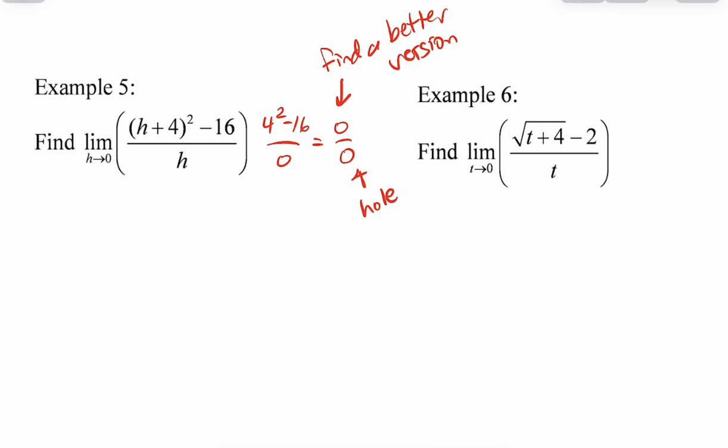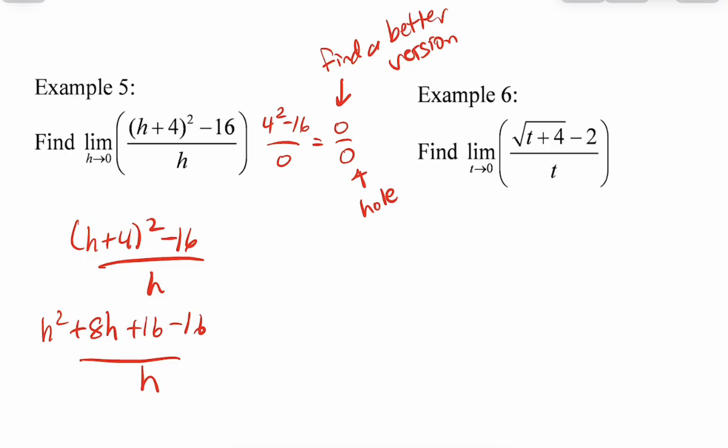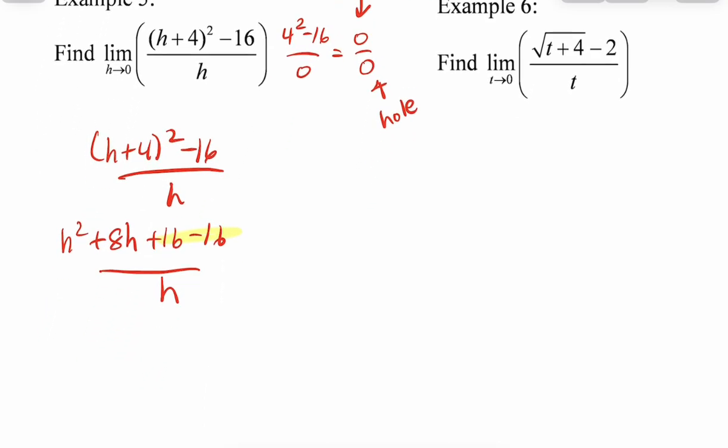So let's get it simplified. Well, what algebra can you do? There's some algebra hiding in this problem, right? H plus 4 can be squared. H plus 4 is just H plus 4 times H plus 4. So that's just H squared plus 8H plus 16 minus 16 over H. The 16s can cancel out. You get H squared plus 8H divided by H. And I can cancel out the H's. I get H plus 8.